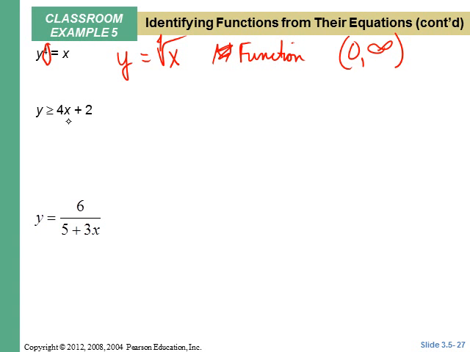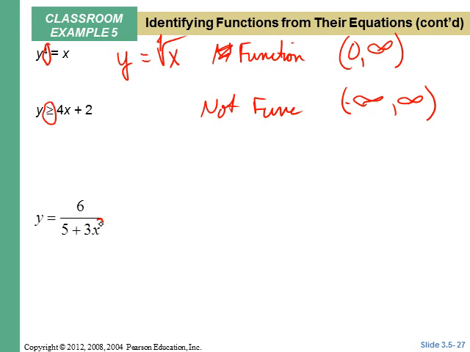This one, y is greater than or equal to 4x plus 2. Since you don't have an equal sign there, it's not a function, but you still have the domain as from -infinity to positive infinity.